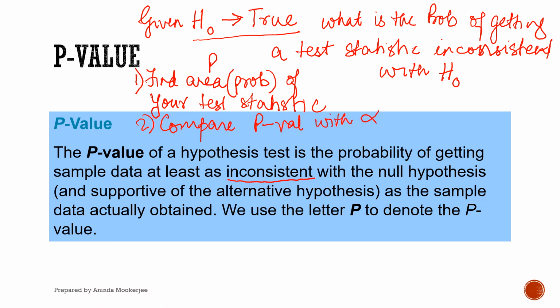If the p-value is less than or equal to alpha, then we reject the null hypothesis. Otherwise, if it is greater than alpha, we keep the null hypothesis. We do not reject it. So that's going to be the process of using the p-value approach. We will talk about it later, and I will work through some example problems on how to apply the p-value approach.